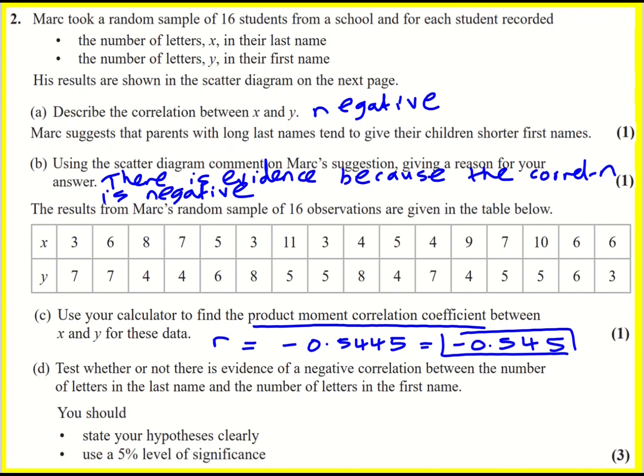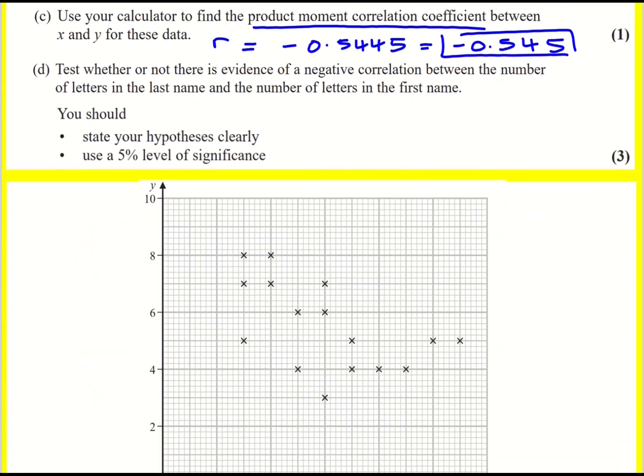Now we're asked to test whether or not there's evidence of a negative correlation between the number of letters in the last name and the number of letters in the first name. Remember, we're only taking a sample of 16 here. So it might have been that actually it's all over the place, there is no correlation, and we just didn't pick any of these. That's a chance when you're sampling. Or it might have been that it could be even more of a negative correlation. We don't know. But the point is, just because we have negative correlation in our sample doesn't mean we have it in the whole population.